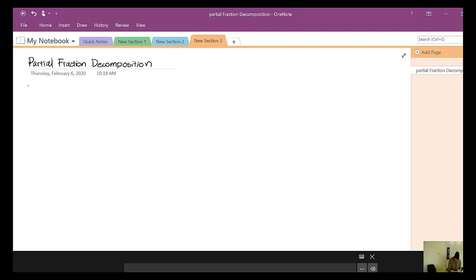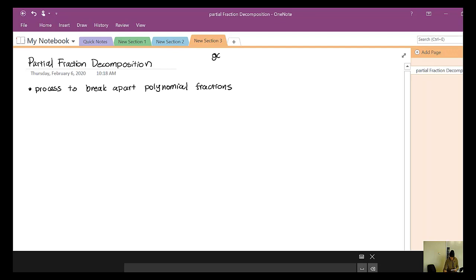So let me just say that partial fraction decomposition is a process to break apart polynomial fractions, so something like p of x over q of x, a polynomial divided by another.